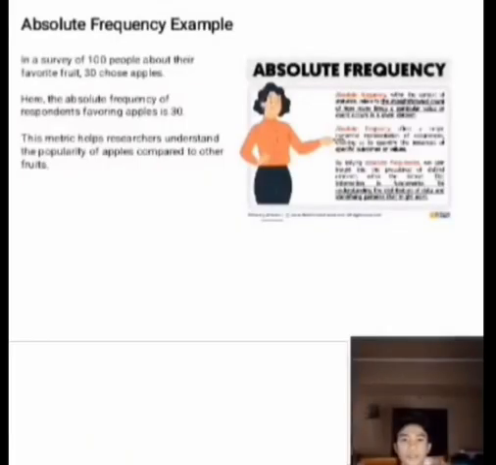Absolute frequency example. In a survey of 100 people about their favorite fruit, 30 chose apples. Here, the absolute frequency of respondents favoring apples is 30. This metric helps researchers understand the popularity of apples compared to other fruits.